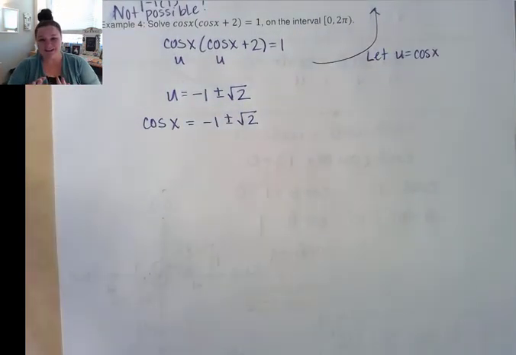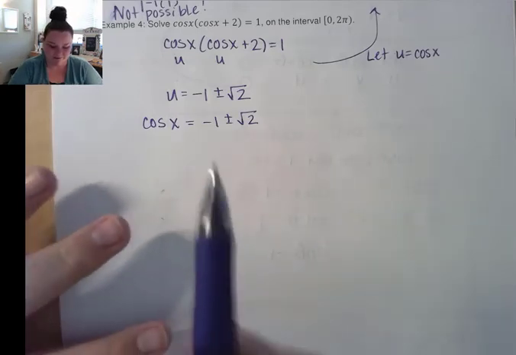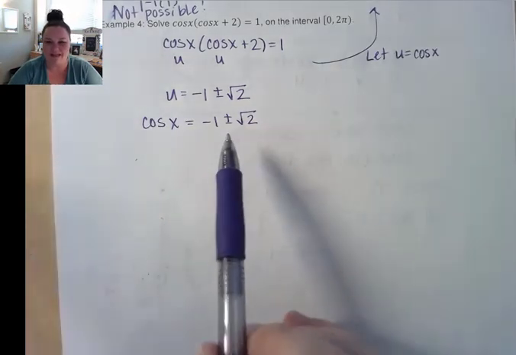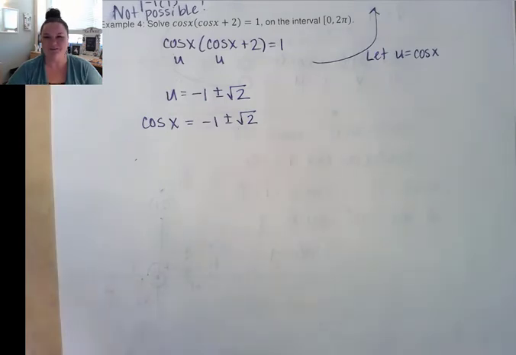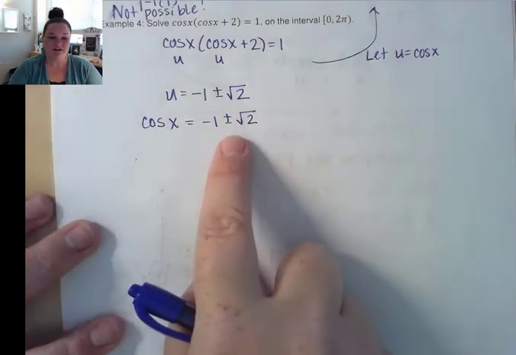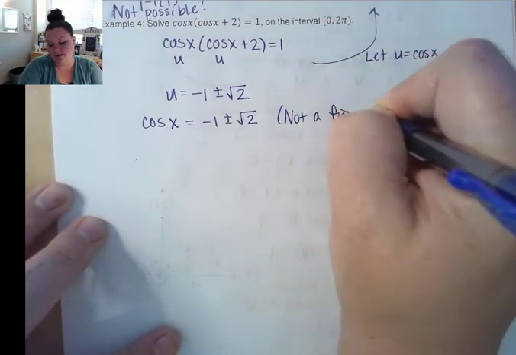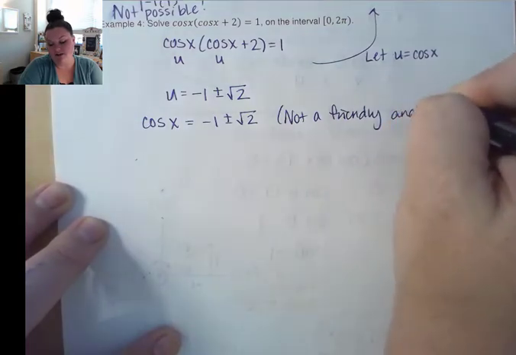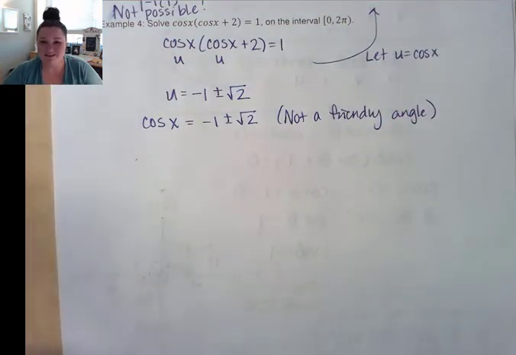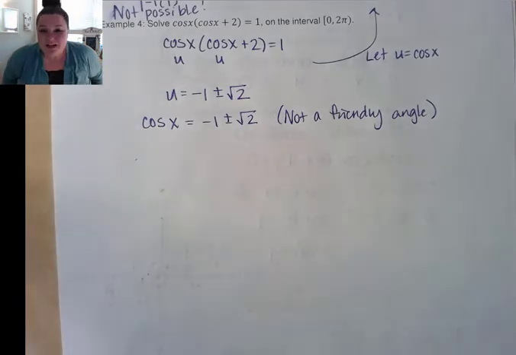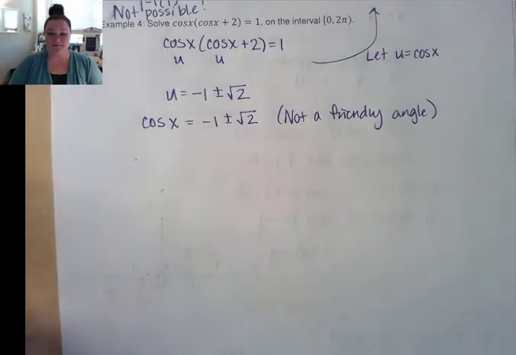Now, looking at this, we can realize pretty quickly this is not a pretty angle, right? I've never seen a cosine value that looks like that. Not ideal, right? We're used to seeing cosine is 1/2. Cosine is negative square root of 2 over 3 or something like that, right? We're not used to seeing something like this. So what this tells me is this is not a friendly angle, meaning we're not going to get something like 30 degrees, 45 degrees, 60 degrees, 270 degrees, right? We're not going to get those nice pretty angles that we're used to dealing with. So this one's going to come out yucky.